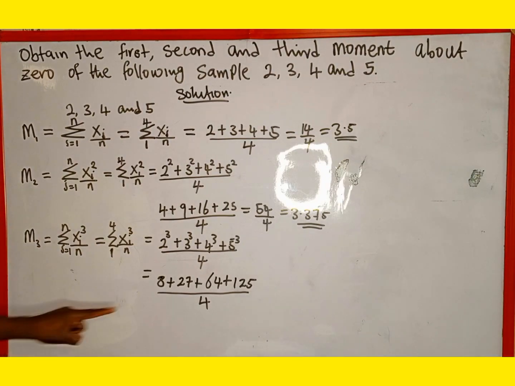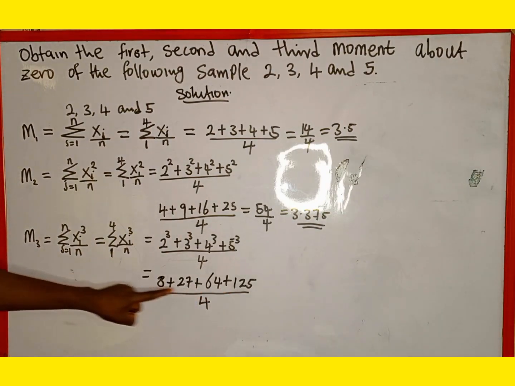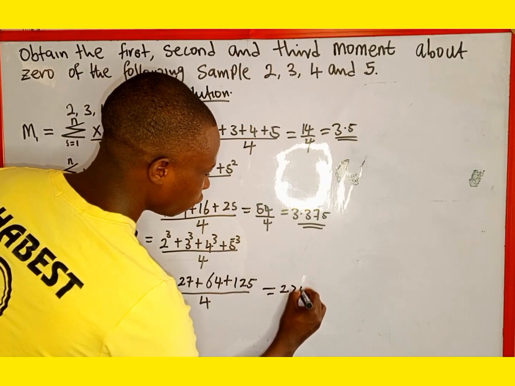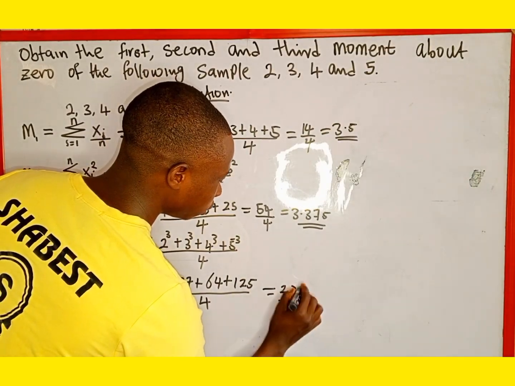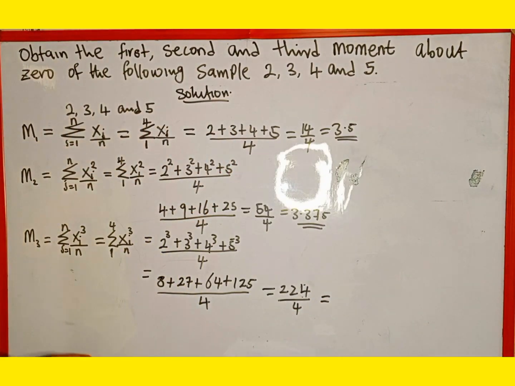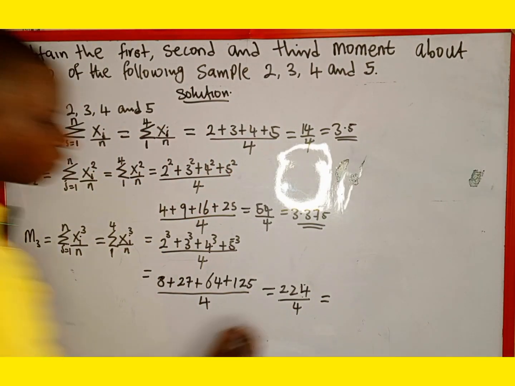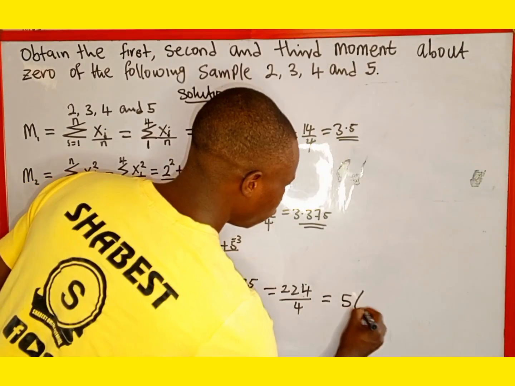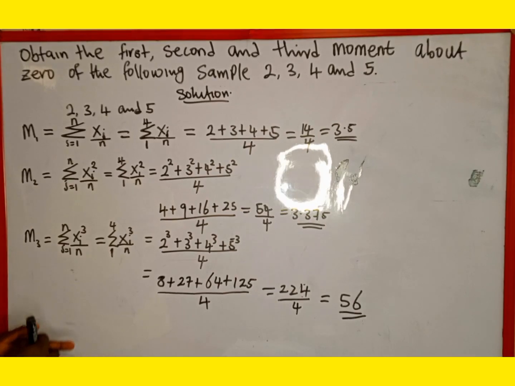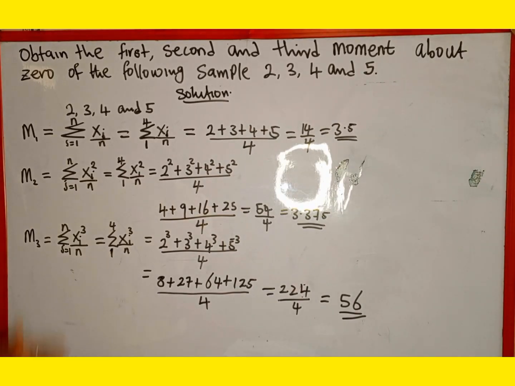So now what we are going to do is to sum up these numbers together. It's going to give us 224, then divided by 4, which is equal to 224 divided by 4. It will give us a whole number, which is 56. So this is how to calculate the moment about zero of a sample of data: first moment, second moment, and third moment.